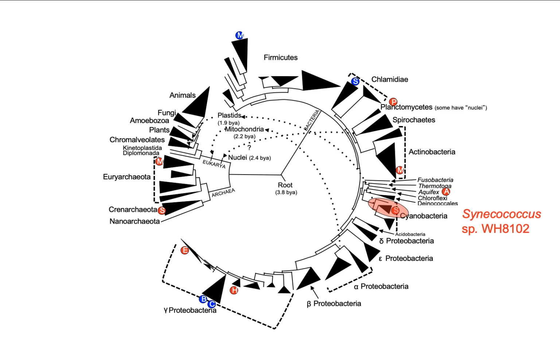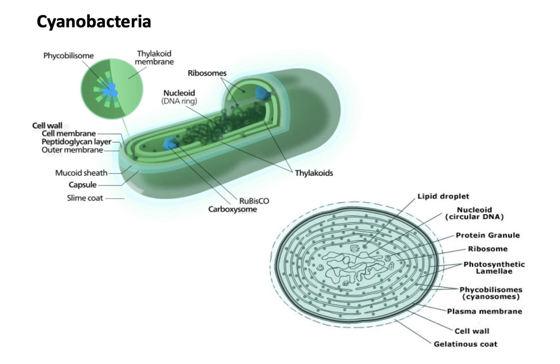The next genome I want to discuss is of a cyanobacterium, and it's Synechococcus WH8102. It's a photosynthetic bacterium that's widespread around the world. Here's a general picture of a cyanobacterium.